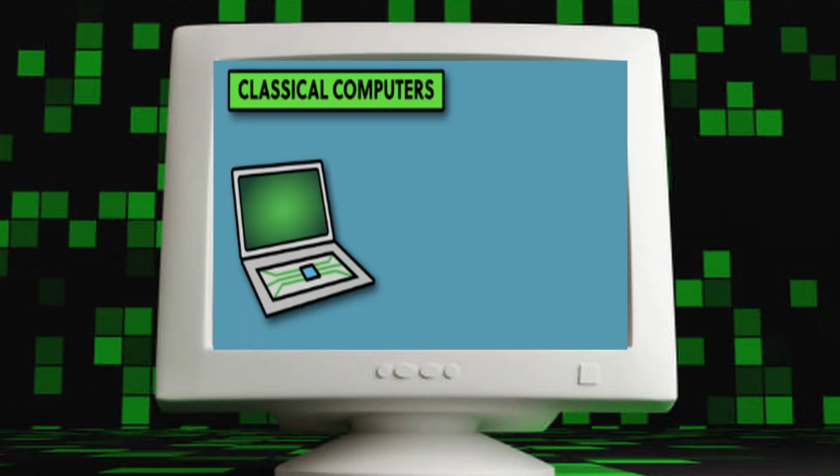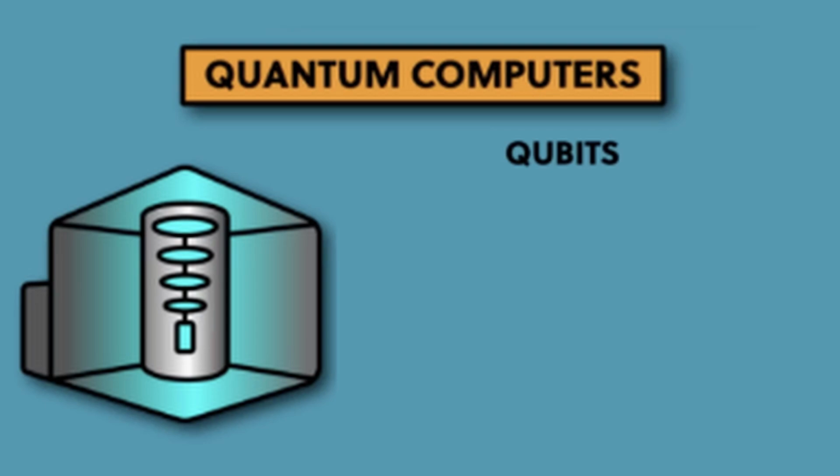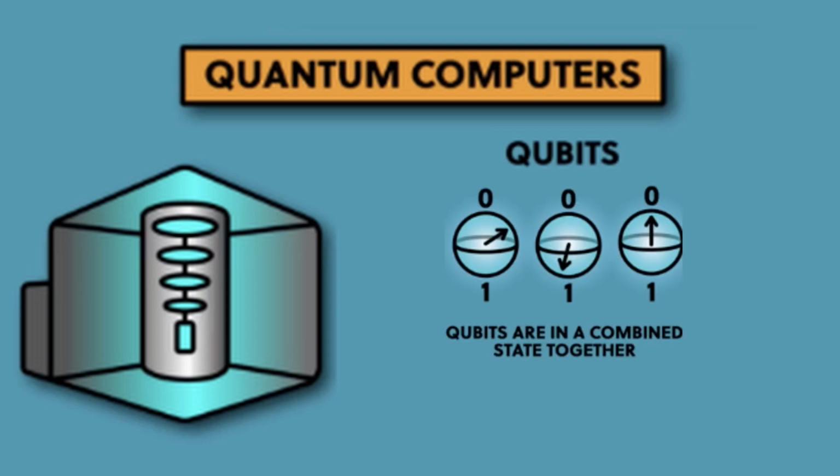In classical computers, we use classical bits, and they can have only one state, either 0 or 1 at the same time. But in quantum computers, we use quantum bits, or qubits, and these bits can have multiple states. They can be either 0, 1, or both at the same time. And when something is in multiple states at the same time, it is called superposition.